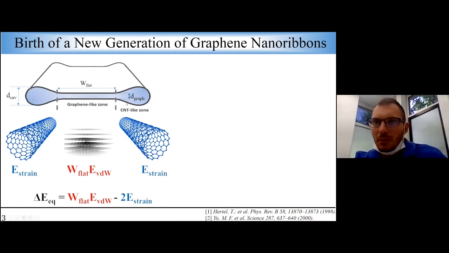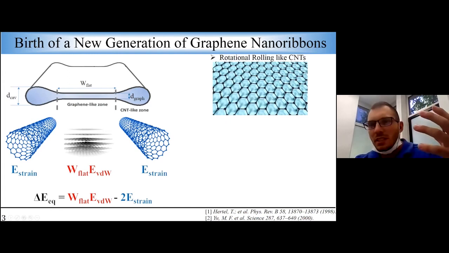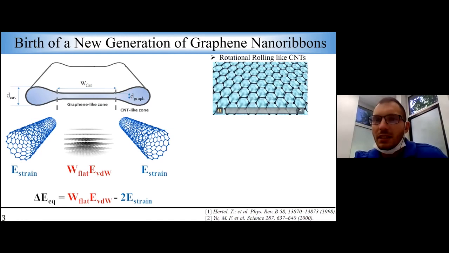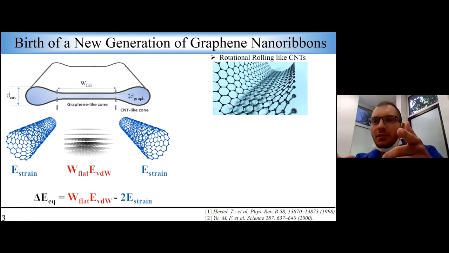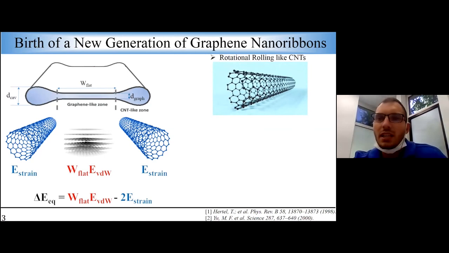for the edge cavities. In general, it is known that circular carbon nanotubes are characterized by the rotational rolling degree of freedom, because if we start from a simple monolayer graphene and apply the chiral angle vector, it is possible to perform the operation as we can see in the following animation, obtaining a carbon nanotube.